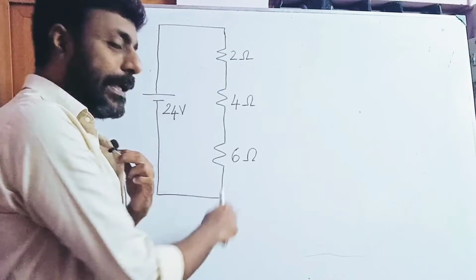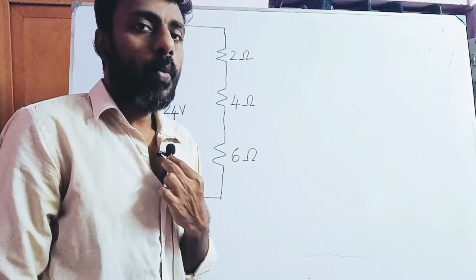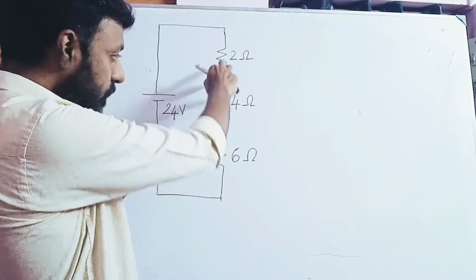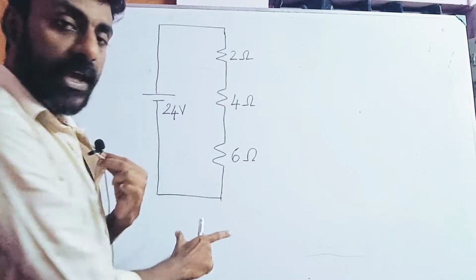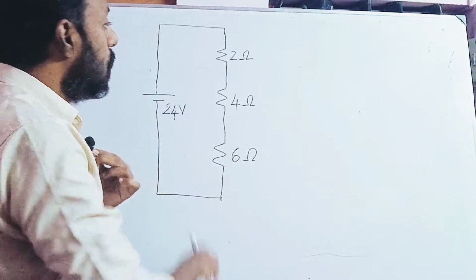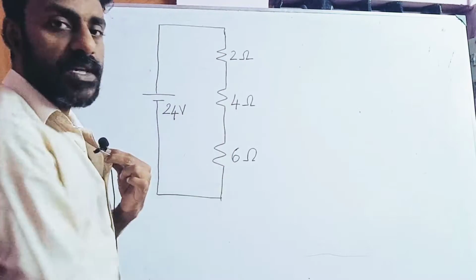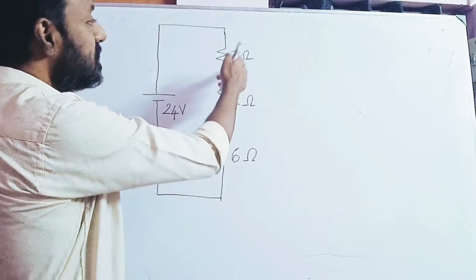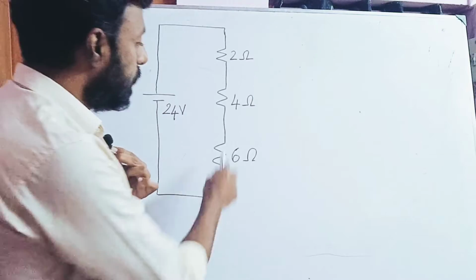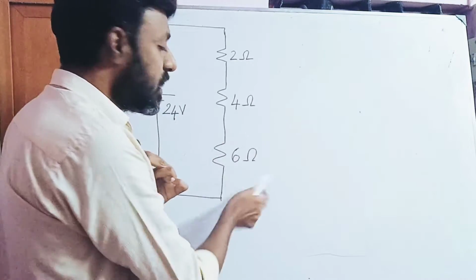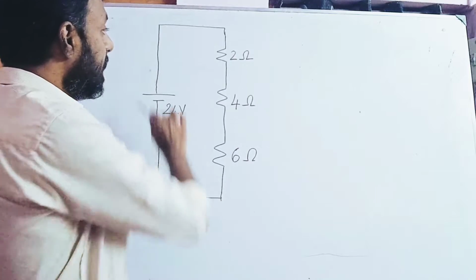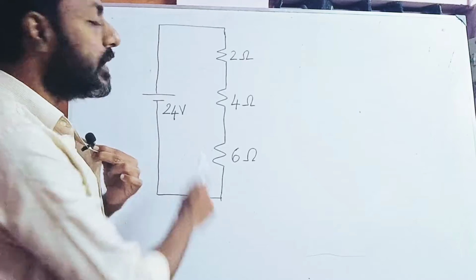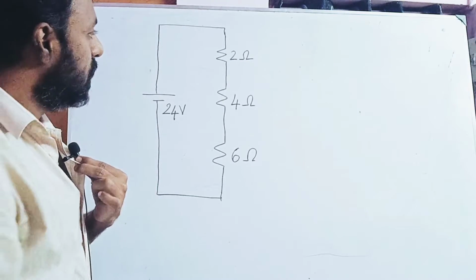Today we are going to look into a numerical problem which is based on the voltage divider rule. Voltage divider rule means you have several resistances in series. This is the circuit diagram of the problem. In this circuit you have three resistors, all connected in series. The first resistor is 2 ohms, the second is 4 ohms, and the third is 6 ohms. All three are connected in series to the supply voltage. The supply, battery voltage is 24 volts. So this is the setup.